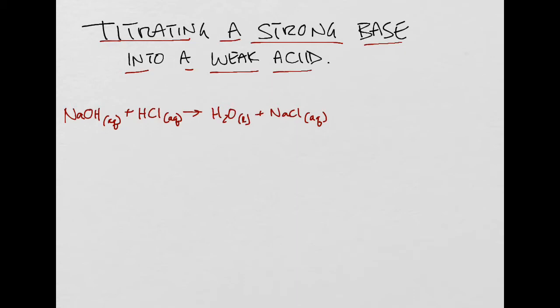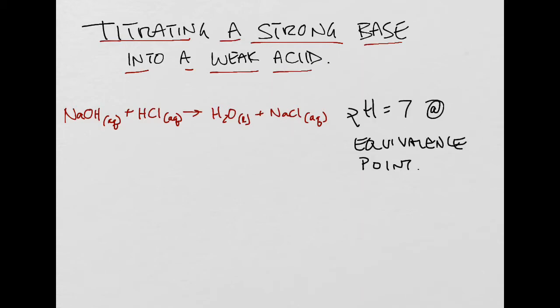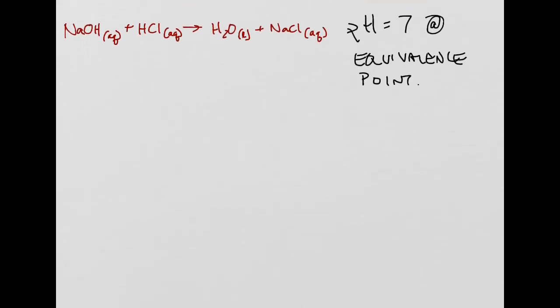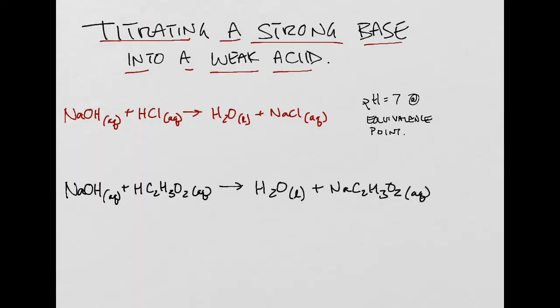So at the equivalence point, when you combine a strong base and a strong acid, your pH is going to be 7. That's nothing new, because this is exactly what you guys were doing in the lab on Thursday, so it all should make sense to you. But let's change things up a little bit. Instead of having a strong acid, we're going to have a weak acid, and we're still going to stick with sodium hydroxide.